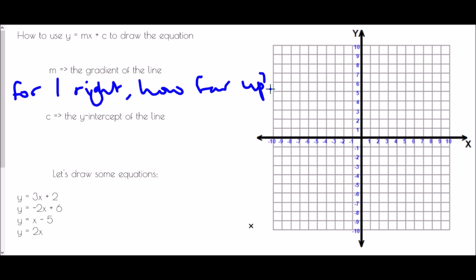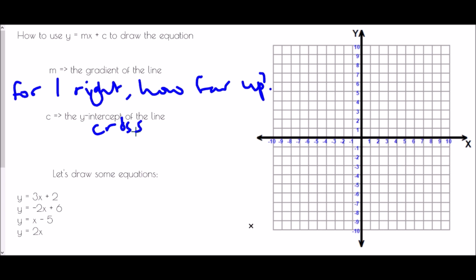The c at the end, now it always says +c in the general formula. This could be positive, it could be negative, but what it will always be is the y-intercept of the line. Now that word intercept just means cross. So it's where the line crosses the y-axis. And so if we know that number at the end, we can always start with a point. So let's have a go at using that.